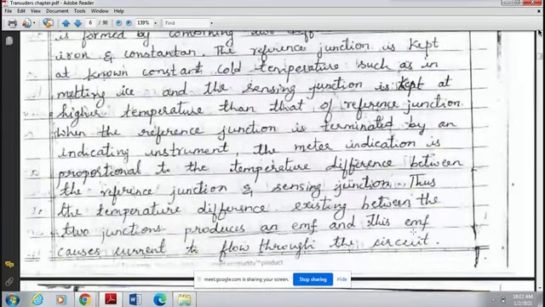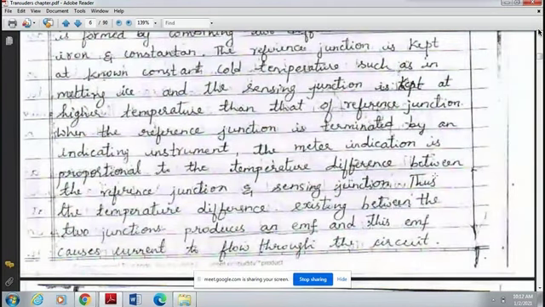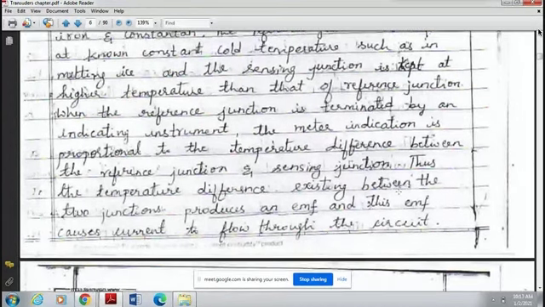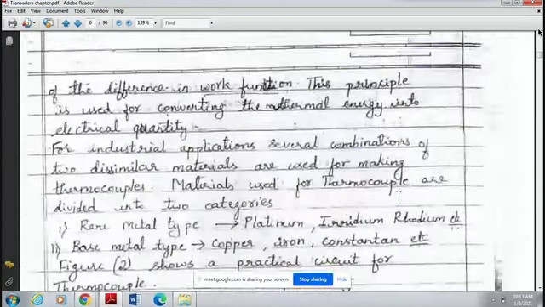Whenever the reference junction is terminated by an indicating instrument, the meter indication is proportional to the temperature difference. According to that temperature difference, the required current or voltage will be sensed in whatever meter is connected. Thus, the temperature difference existing between the two junctions produces an EMF, and this EMF causes the current to flow in the circuit. So you can look here.